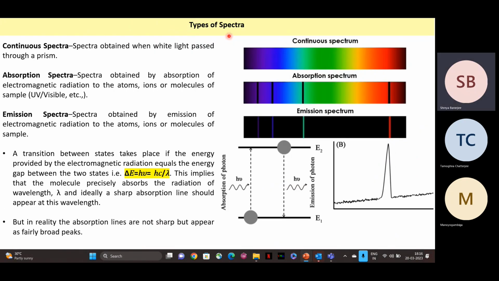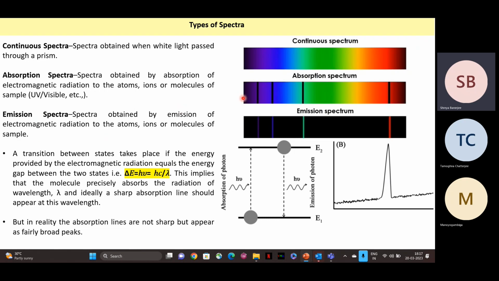So there are different kinds of spectra. Continuous spectra is obtained when white light is passed through a prism. As we saw, when white light is passed through a prism, it breaks up into its several components, and when all the components are present together, it is known as a continuous spectra. The absorption spectra occurs when particular wavelengths are absorbed within the continuous spectra to promote the electron from lower level to upper level. And those wavelengths that are absorbed appear as dark lines because they are not available.